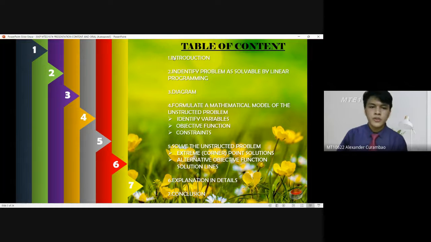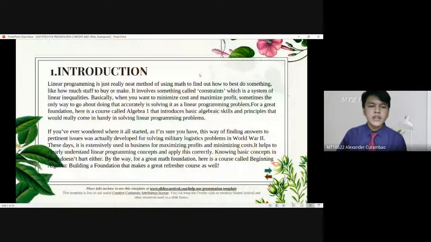So, without further ado, let's move on to the first one, the introduction. Linear programming is a really neat method of using math to find out how to best do something, like how much stuff to buy or make. It involves something called constraints, which are systems of linear inequalities. Basically, when you want to minimize cost or maximize profits, sometimes the only way to go about doing that accurately is solving it as a linear programming problem.